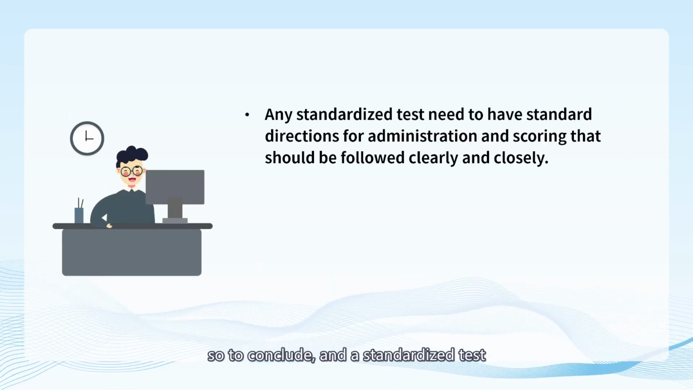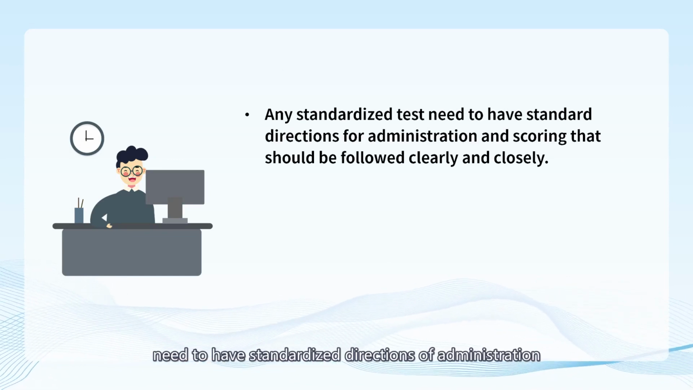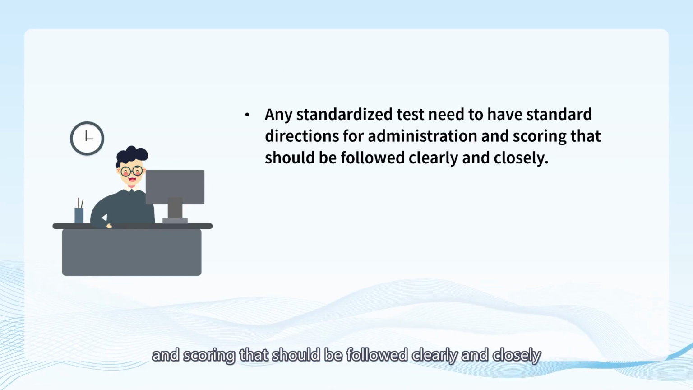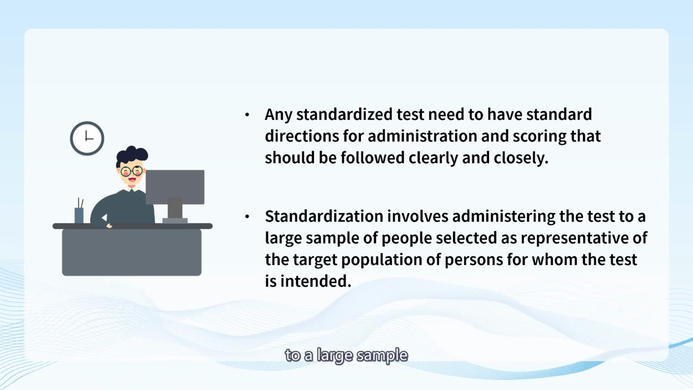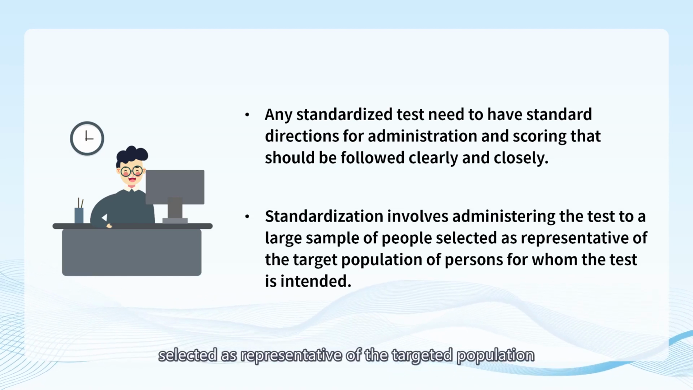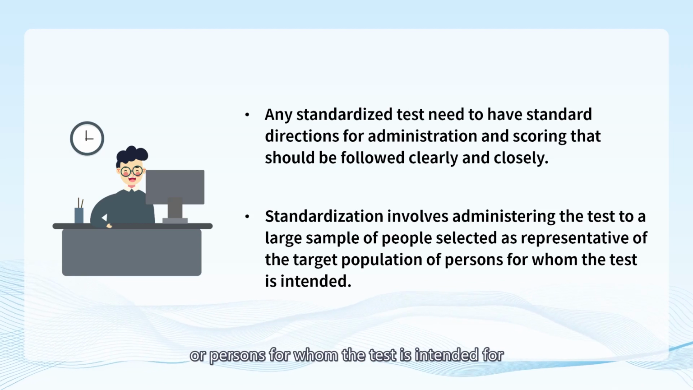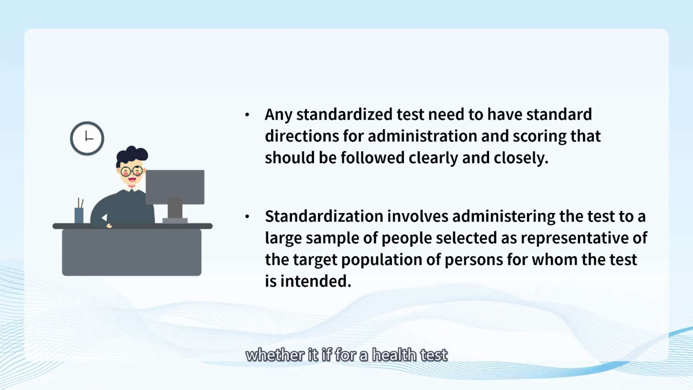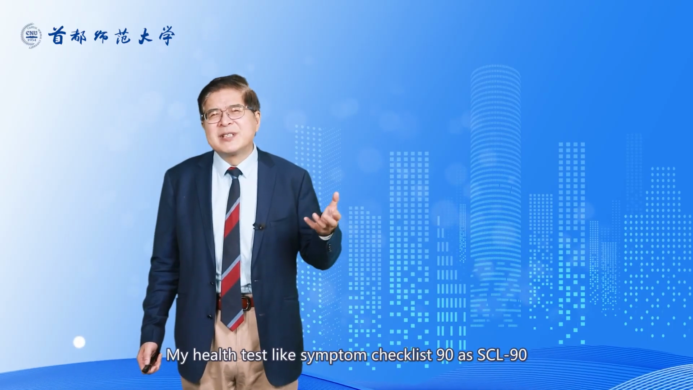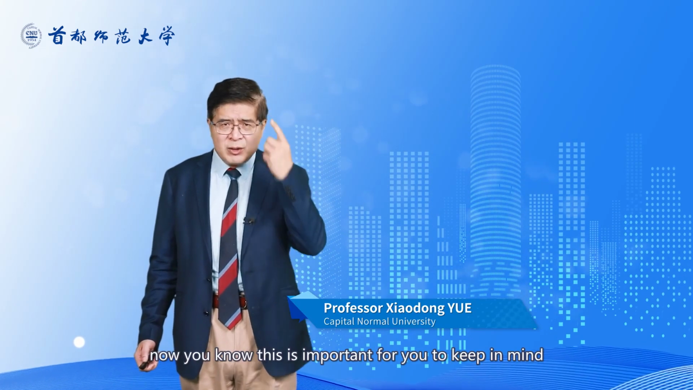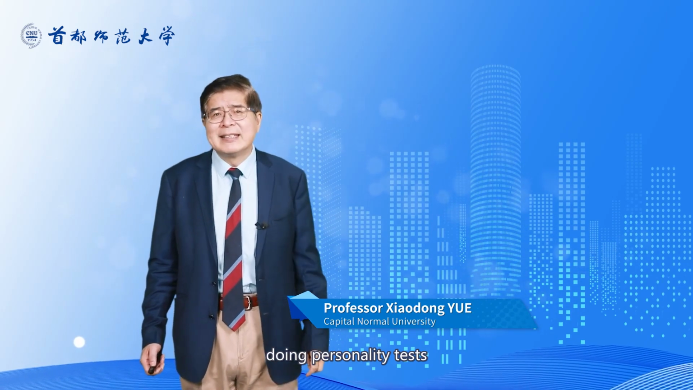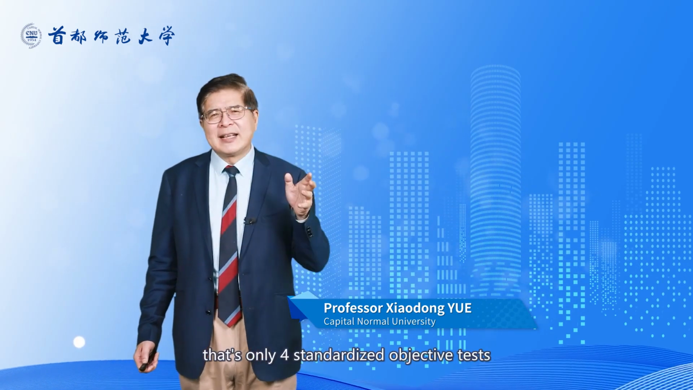So, to conclude, any standardized test needs to have standardized directions of administration and scoring that should be followed clearly and closely. And standardization involves administering the test to a large sample of people selected as representative of the target population, or persons for whom the test is intended. Whether it is a health test like the Symptom Checklist 90, SCL-90, or MMPI, or a personality test like the Big 5, or whatever test that we have introduced. Now you know this is important for you to keep in mind when doing personality tests. That's only for standardized objective tests.